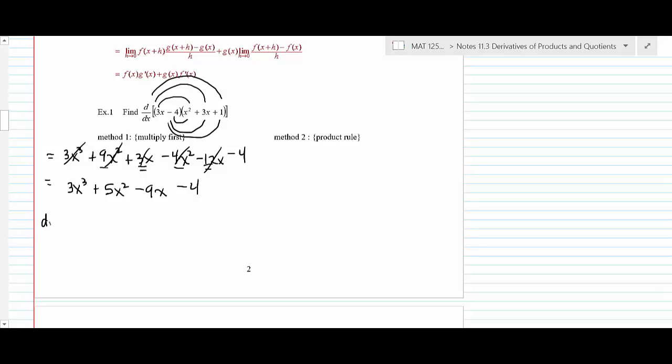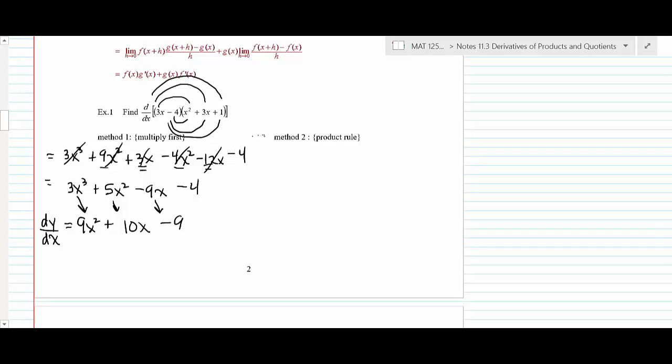Now let's do the derivative. When we say derivative, we usually say dy/dx equals. If I say d/dx, that's just saying take the derivative of. Now you guys should be able to do this with ease in your head by now. So what's the derivative here? 9x to the second plus 10x minus 9, right? And then the 4, of course, that derivative is 0. To me, that's the simplest way to do that problem. Multiply it out and do the derivative like you're used to doing.